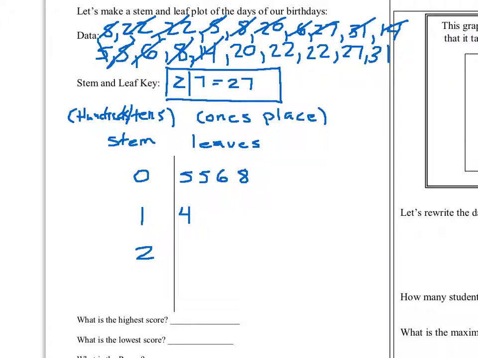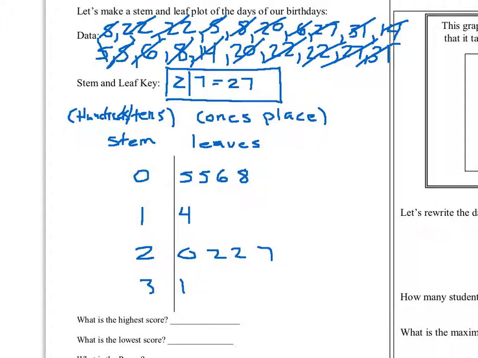I always do that. All right, hold on. I'm going to do this real quick. 0, 2, 2, 7, 3, 1. That's making a stem and leaf plot.